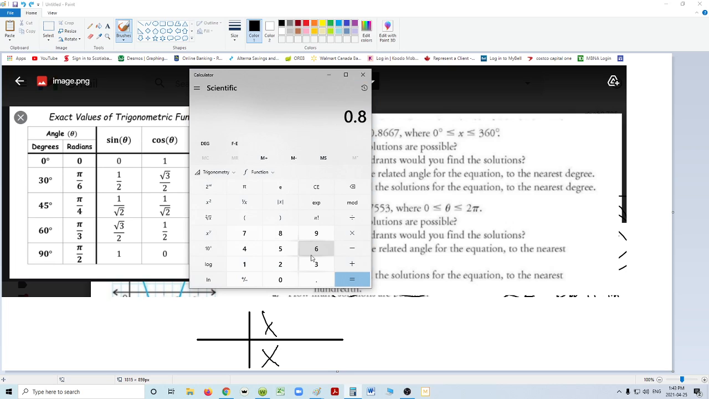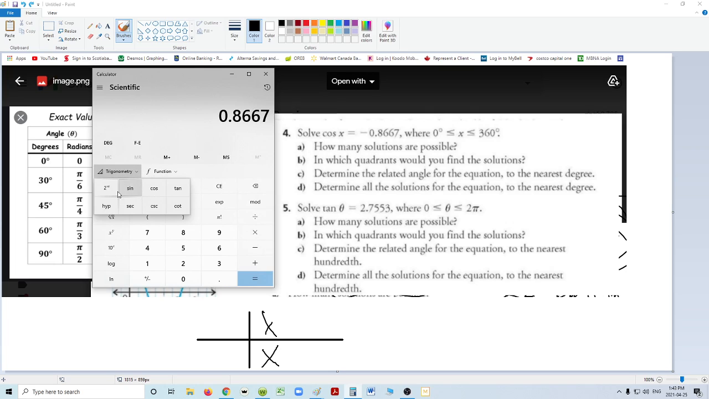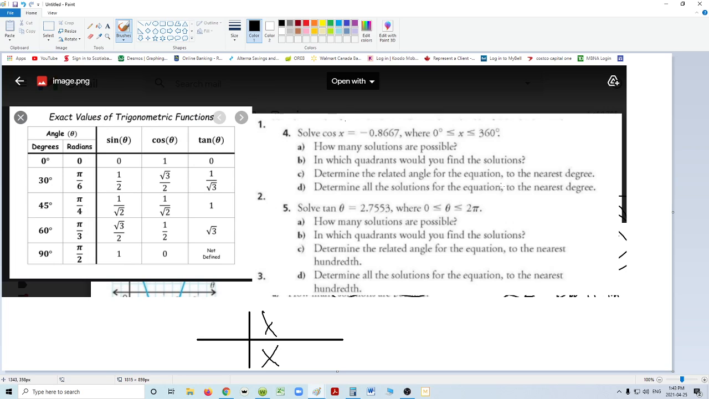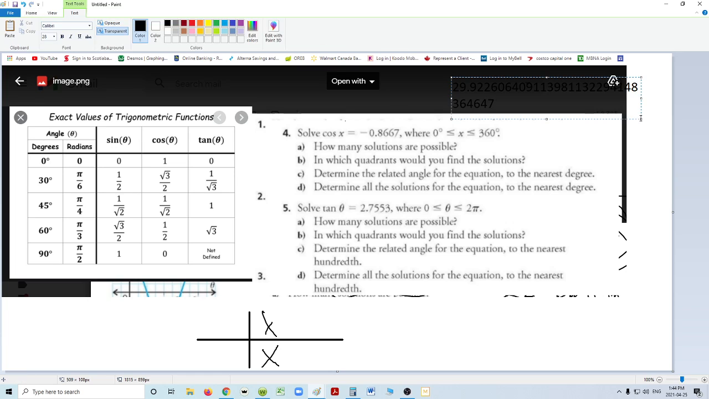So 0.8667, reverse, and we're dealing with cos, I believe. Yeah. Trigonometry, inverse, cos, 29.9222. Now, I believe it said to the nearest degree, which is unusual, because it just rounds up to 30. Yeah. So we'll put it down here. Yeah, it just rounds up to 30.